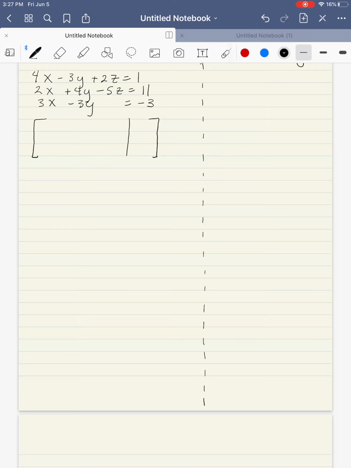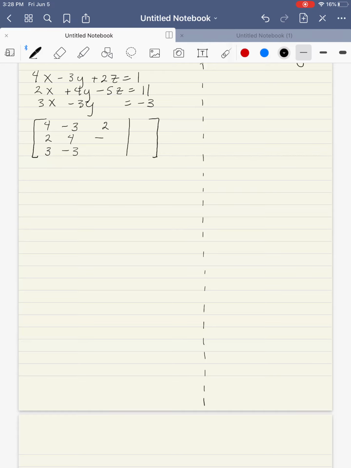All right, my first column represents my x's, and I do find this easier to do by column. You can do it by row or by column, whichever you like. I prefer to do it by column. So the coefficients of my x's are 4, 2, and 3. The coefficients of my y's, and it's important you put the negative. If you have a negative coefficient, you must put a negative number.